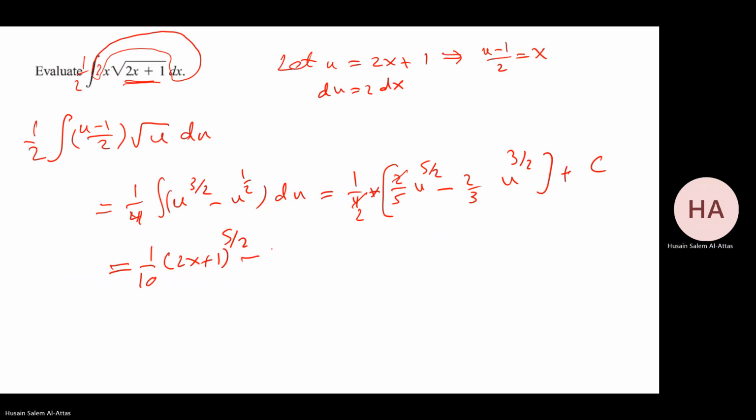minus 1 over 4 times 2 over 3. I multiply minus 1 over 4 times 2 over 3 by this one. I have 1 over 6 u, which is 2x plus 1 to the power 3 over 2 plus c.